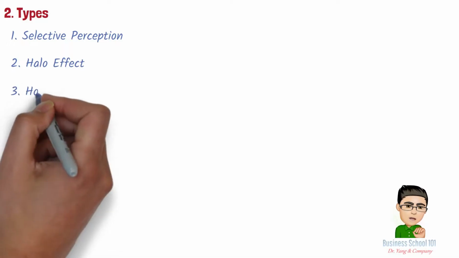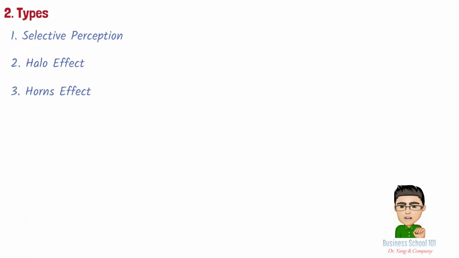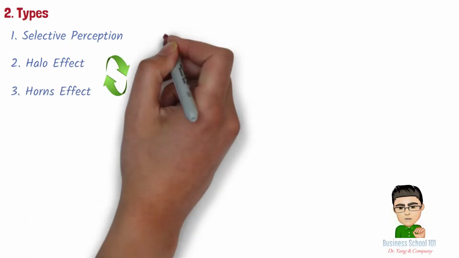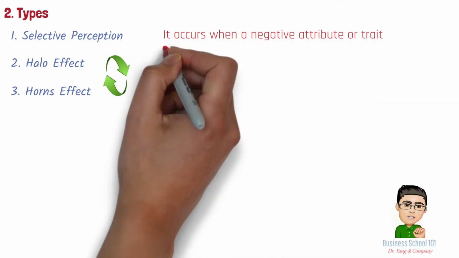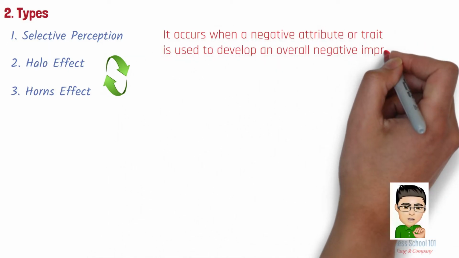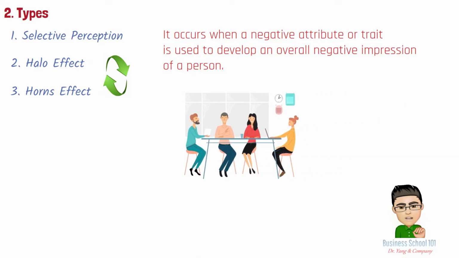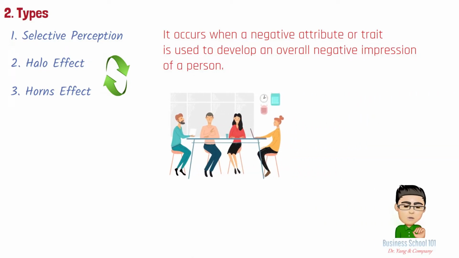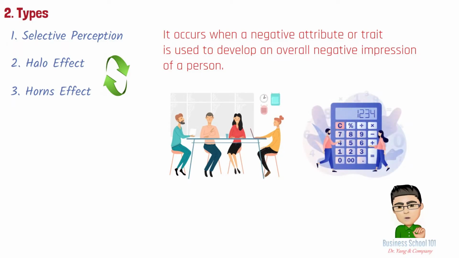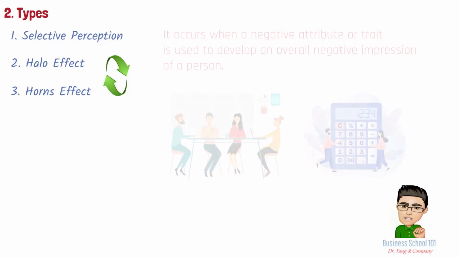Number 3. Horns effect. Horns effect is the opposite of the halo effect. It occurs when a negative attribute or trait is used to develop an overall negative impression of a person. For example, if someone disagrees with us in a meeting, we might come to believe that this person is antagonistic and unethical. If someone struggles with a math problem, we assume he or she is unable to conduct any kind of meaningful analysis. It is called horns to reflect the devil's horns in contrast to a saint's halo.